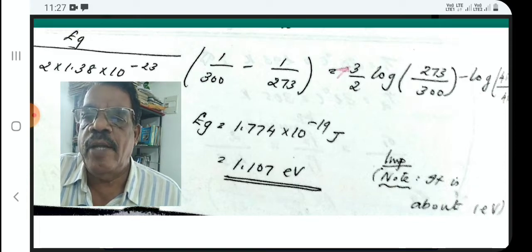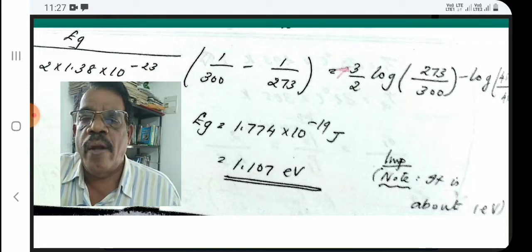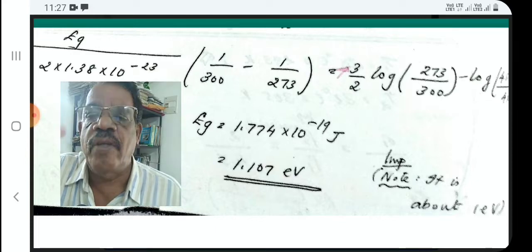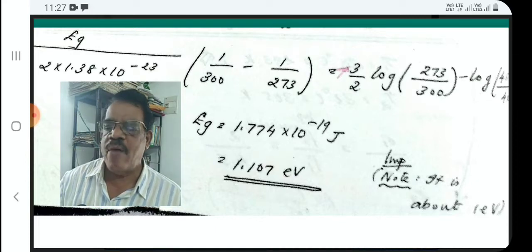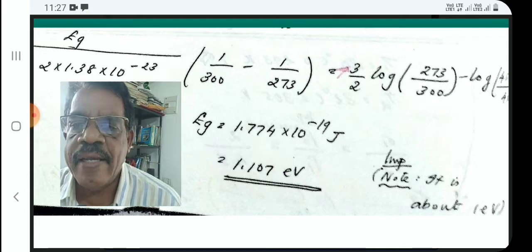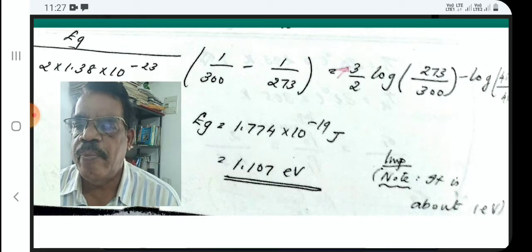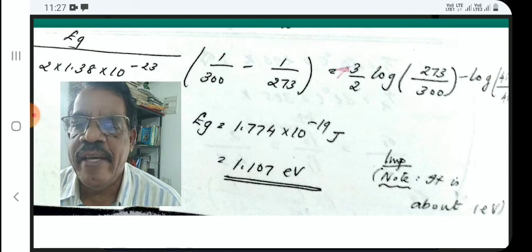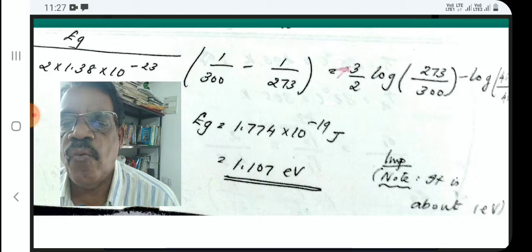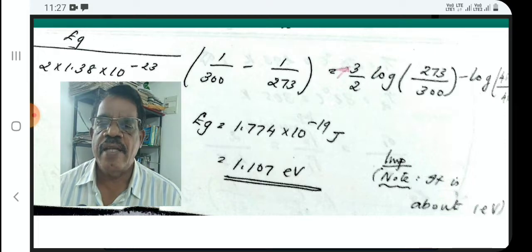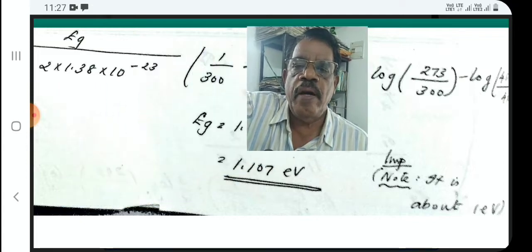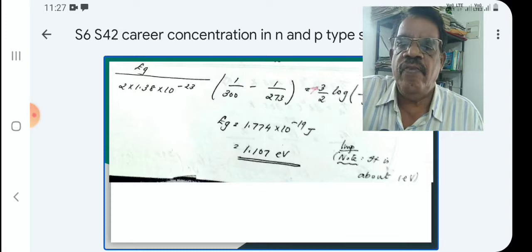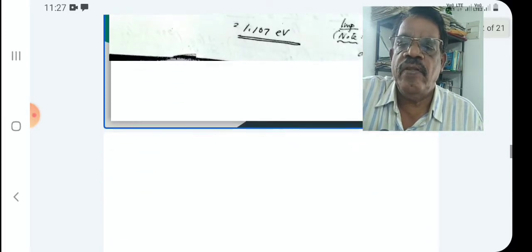You can do it by a calculator, then Eg will work out as 1.774 into 10 raised to minus 19 joule. Convert into eV by dividing it by 1.6 into 10 raised to minus 19. You convert the joule into eV by dividing it by 1.6 into 10 raised to minus 19 joule. We get Eg is 1.107 eV. That is the answer. That's the band gap. You remember? The band gap of a semiconductor is usually about 1 eV. The problem goes with it.